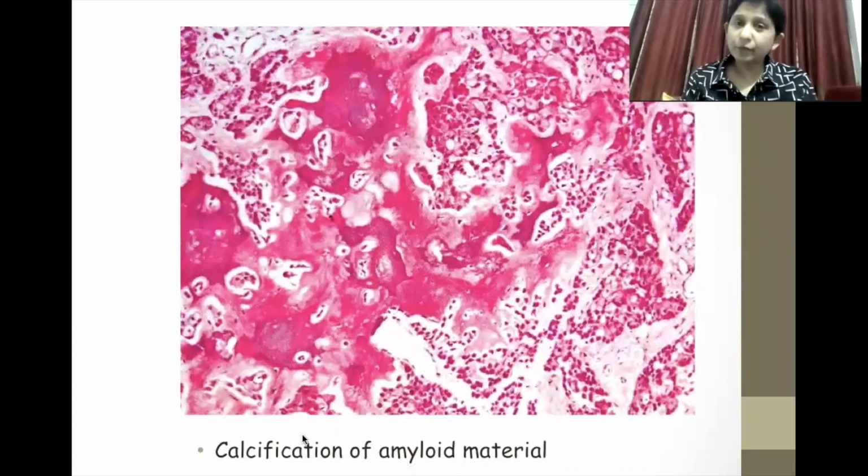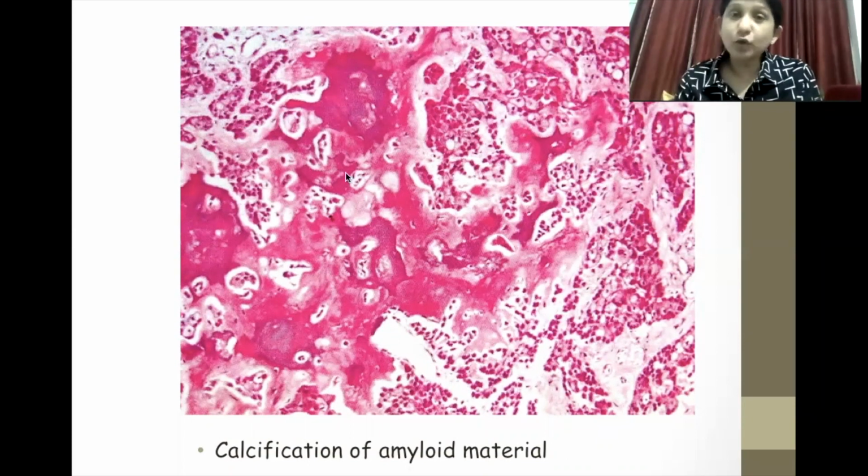So after a period of time, all the small areas of these amyloid deposition will now join with each other. Once they join with each other, they form calcified areas. So these calcifications will actually spread gradually from one small area to the adjacent areas. So this is how you find the calcification.